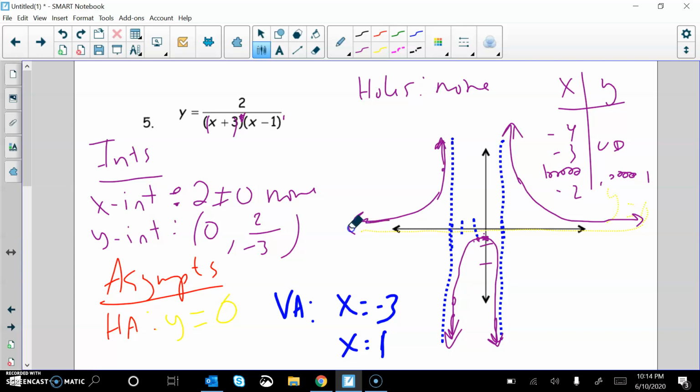And behavior on the left. So plug in very small numbers, negative a billion, trillion, whatever you want. You're going to get a very small y coordinate, getting closer and closer to 0, your horizontal asymptote. So number 5 is done. Nothing cancels, just graph this guy. Holes, asymptotes, intercepts.